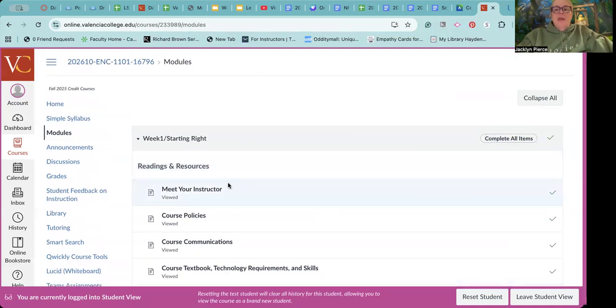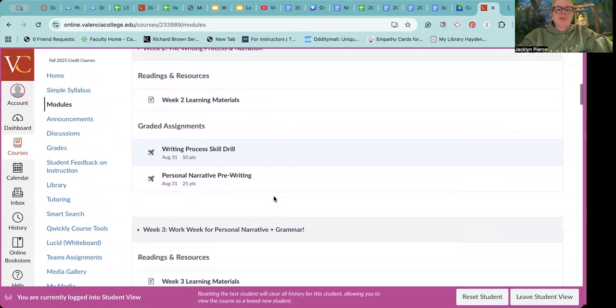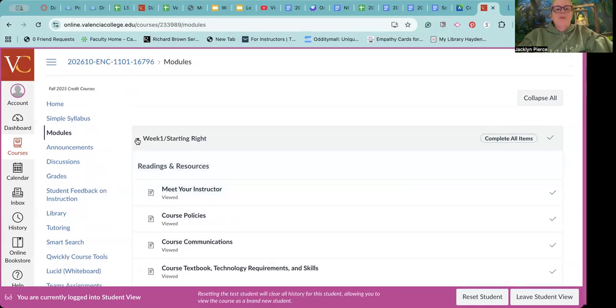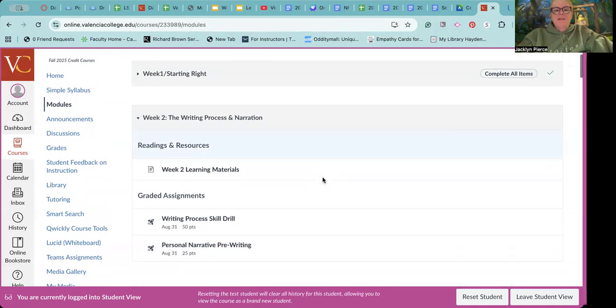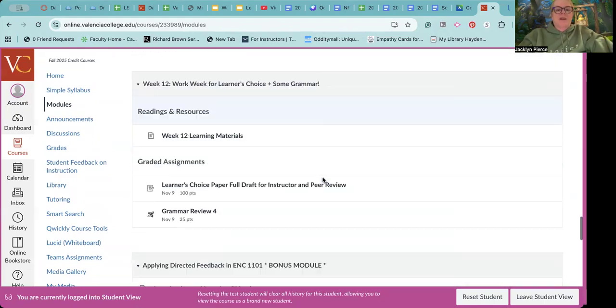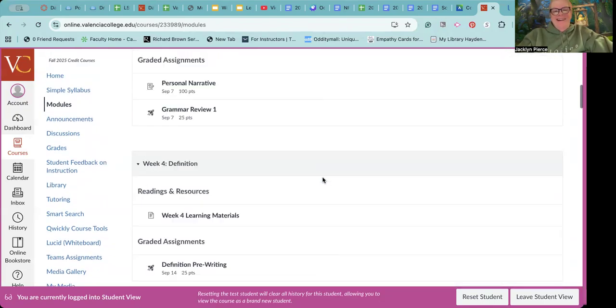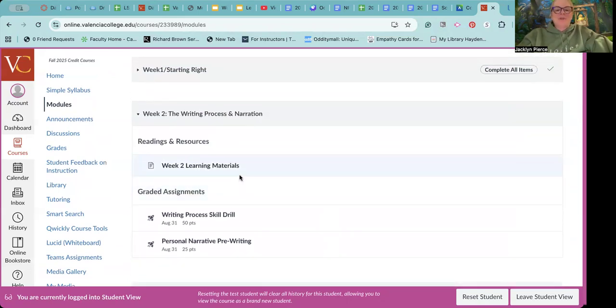So let me show you a quick trick. One of the things, the modules aren't too long, especially once you get past week 1, but if you want to, you can shrink them to just the headline. I like to do that once I'm finished with them so that I don't have to scroll as much because 16 is a lot, a lot of scrolling eventually. So week 2 is, of course, where we are.